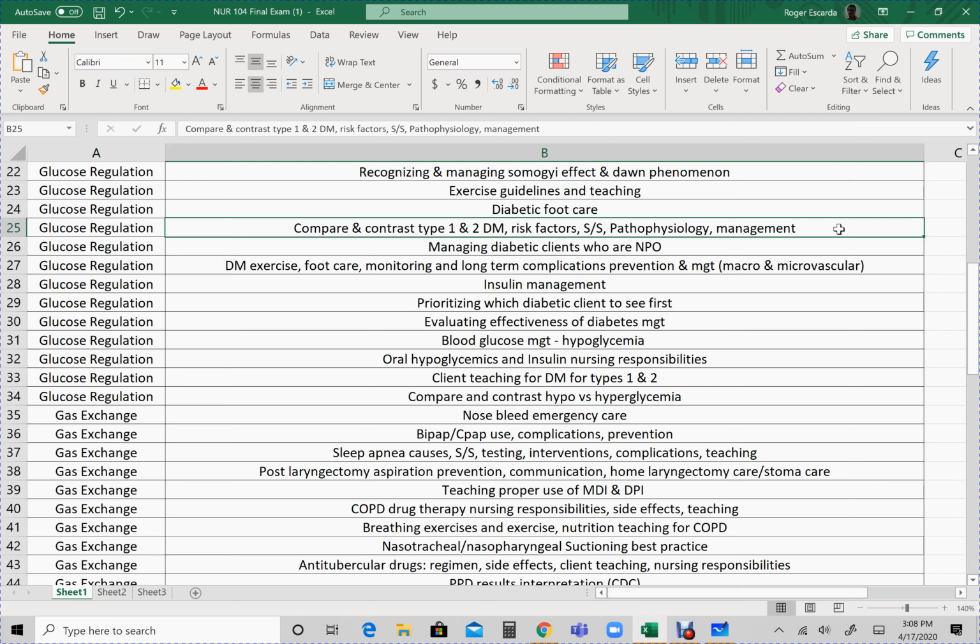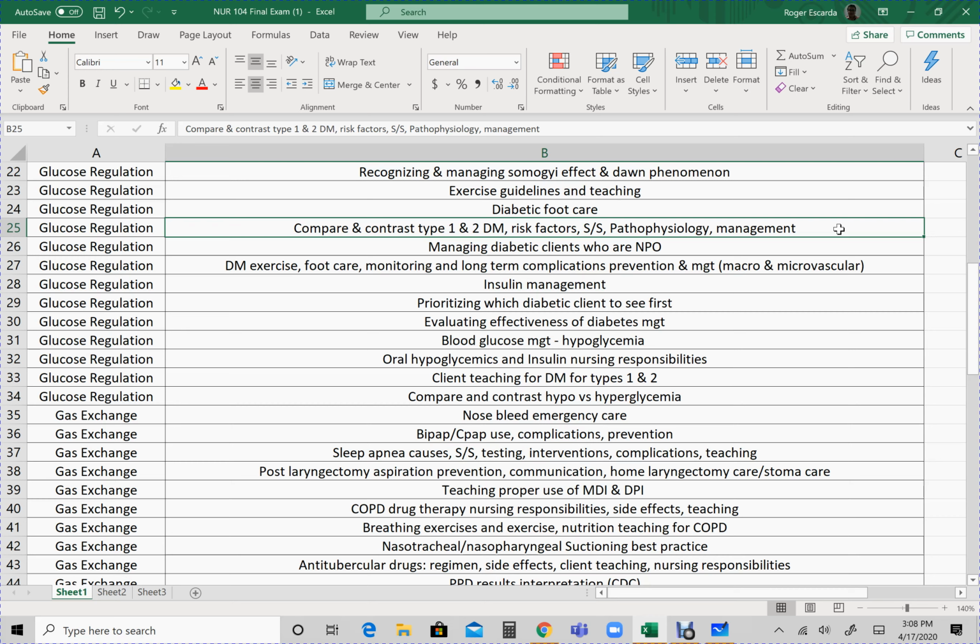Distinguishing type 1 versus type 2, risk factors, signs and symptoms, pathophysiology, and management. There are differences, so make sure you know. Again, I did not specify what steps of the nursing process this is. This could cover signs and symptoms, or it could cover management or interventions.